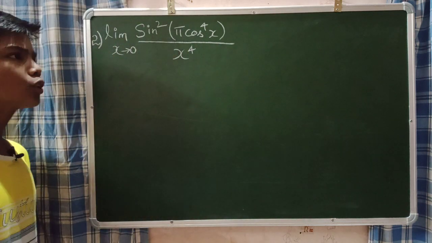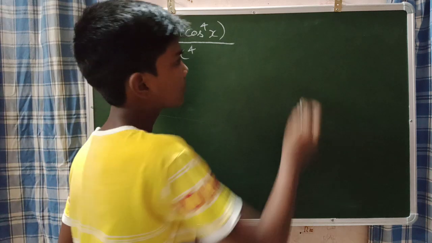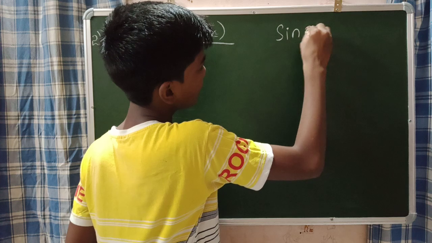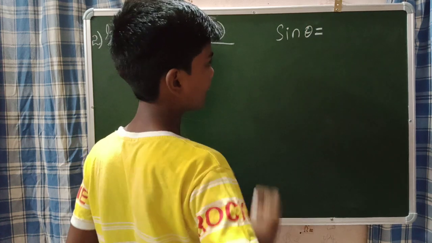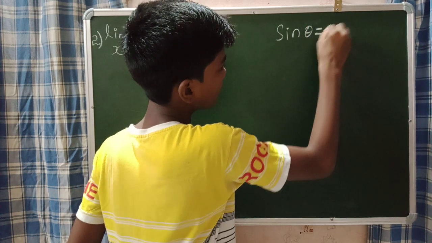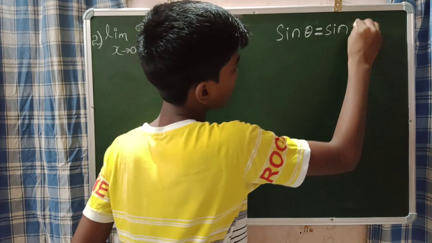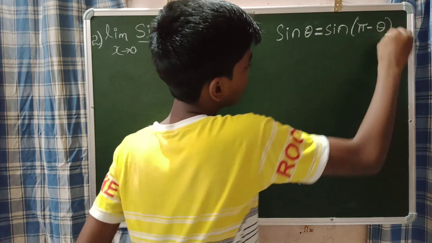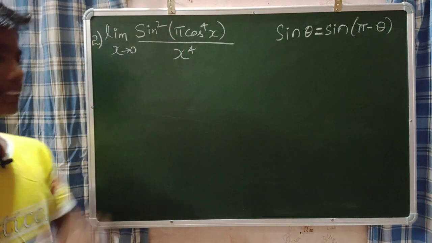How to solve this question? We know we can represent sin theta as sine of pi minus theta. This is something we all know. We can represent sin theta as sine of pi minus theta.